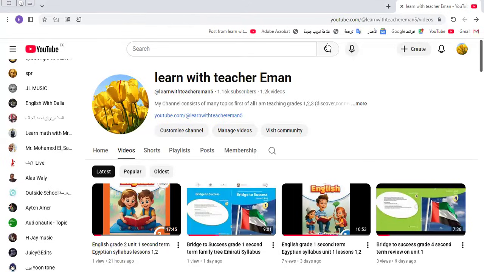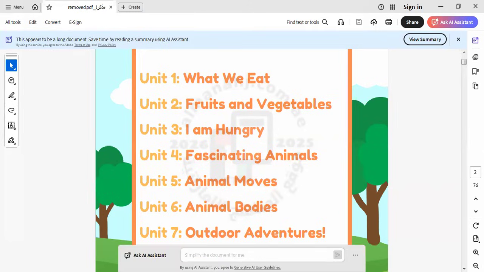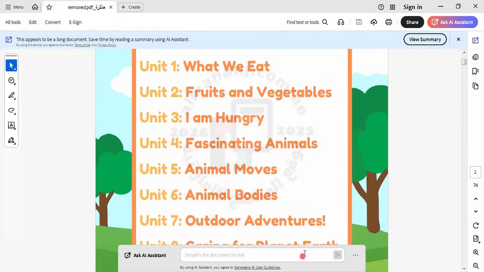Let's go to our unit today. First of all, I would like to introduce your second term units. In this term, we have some topics. Let's know them together: what we eat, fruits and vegetables, I'm hungry, fantastic animals, animal moves, animal bodies, outdoor adventures, and caring. And the last unit will be caring for planet Earth.